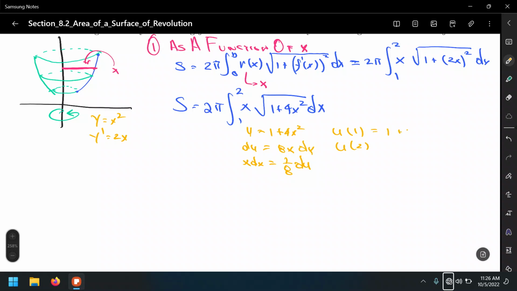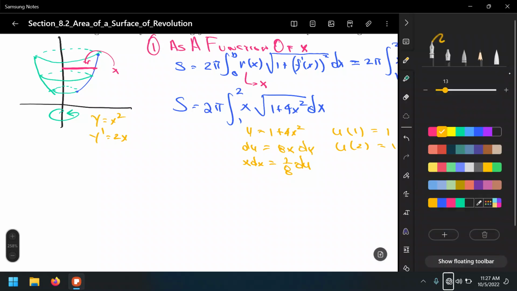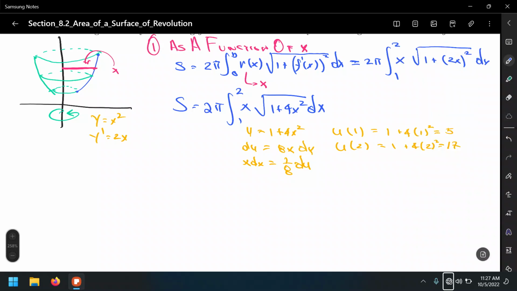So that's 1 plus 4 times 1 squared, 1 plus 4 times 2 squared. So 1 squared is 1 times 4, that's 4 plus 1, that equals 5. And 2 squared, which is 4 times 4, that's 16. And 16 plus 1, isn't that a 17? Well, so let's go back to the integral.